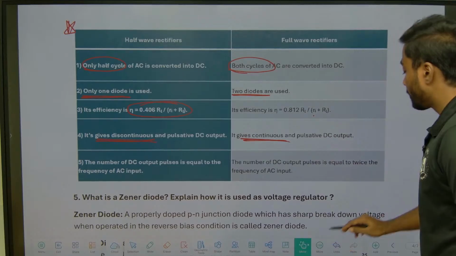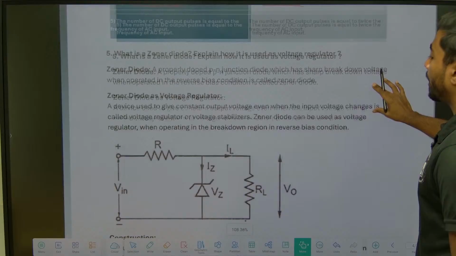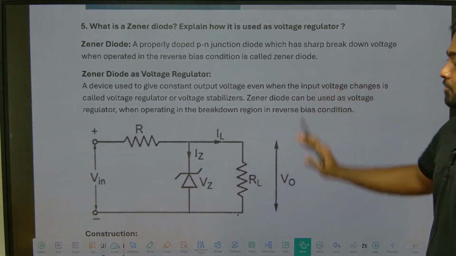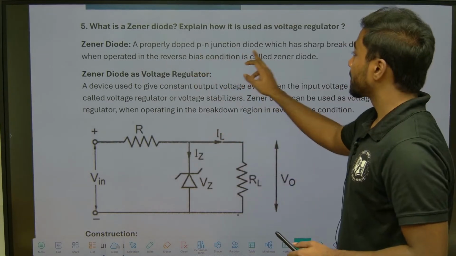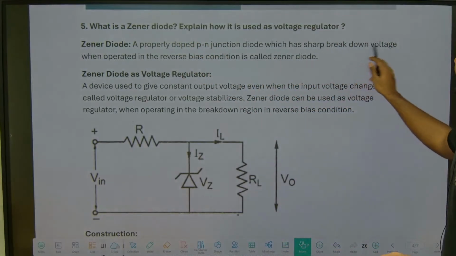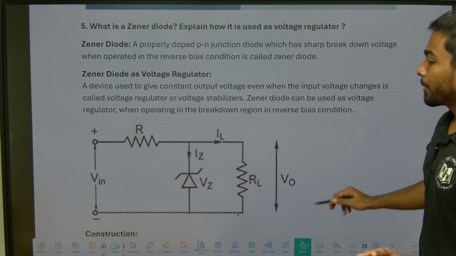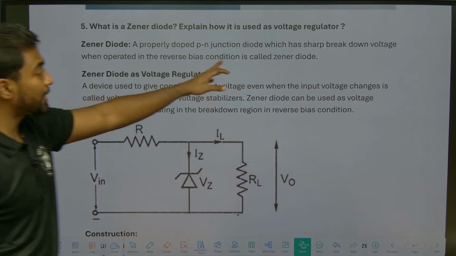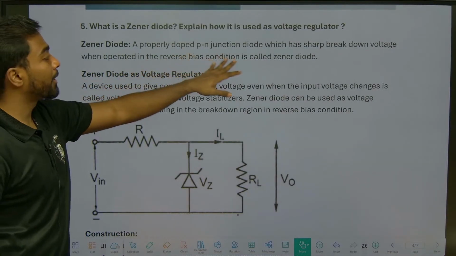Okay, so the next question is, what is a Zener diode, and explain how it is used as a voltage regulator. First of all, the Zener diode is nothing but a properly doped PN junction diode. It has a sharp breakdown voltage when operated in reverse bias condition.